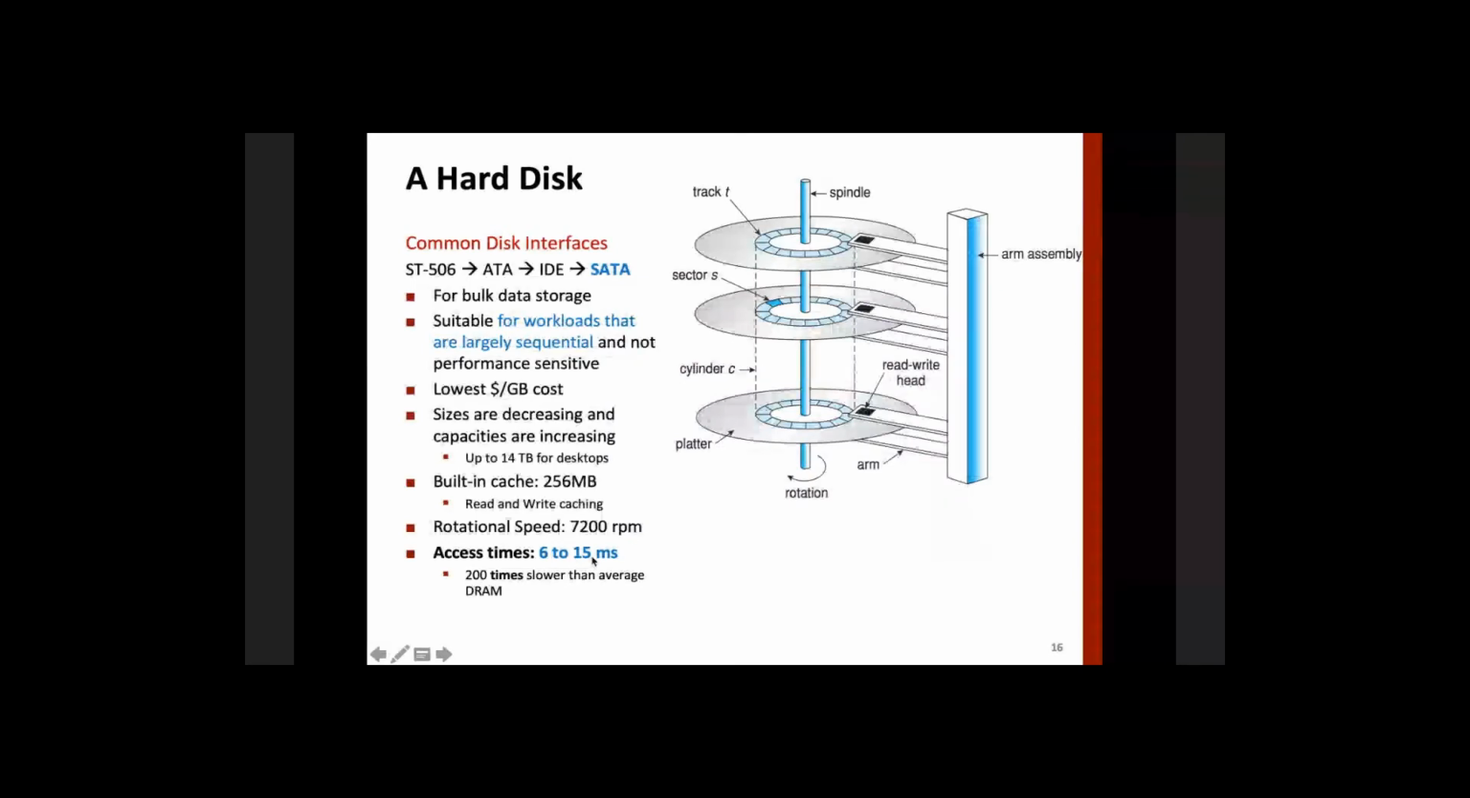Now it's slow from a computer perspective, right? The CPU works at very fast speed. And when you have multiple cores doing I/O requests, you need much better bandwidth. So it's 200 times slower than main memory, which is DRAM. Okay, all right. Any questions?